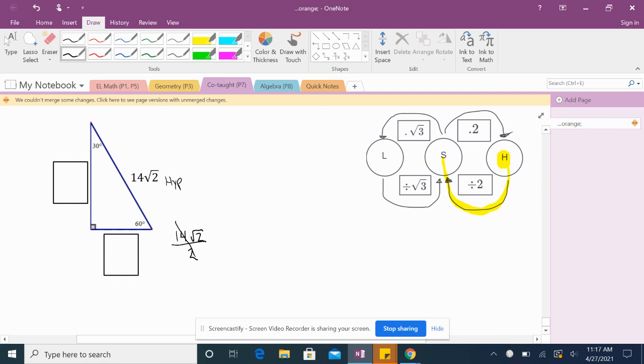I can divide the two numbers without the square root and get 7 and keep the square root of 2.